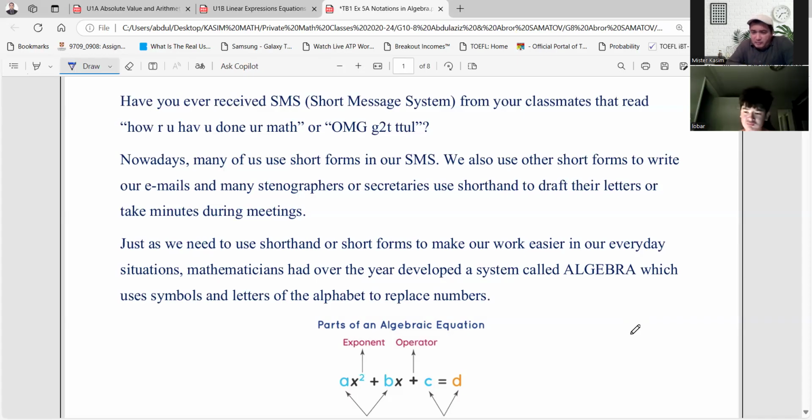OMG means oh my God, right? GTG means got to go, right? And how about TTUL? Talk to you later, right? Yes. In real life, we use a lot of this kind of abbreviations, right?